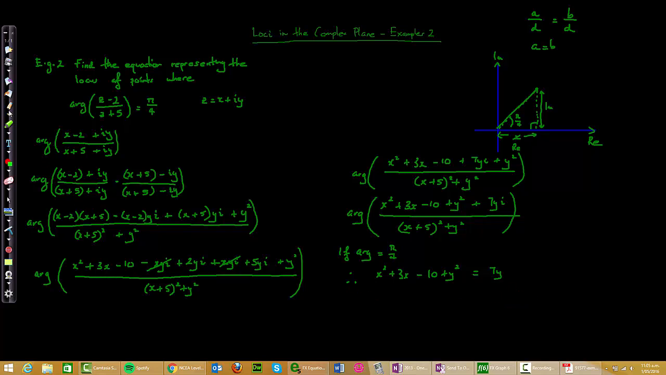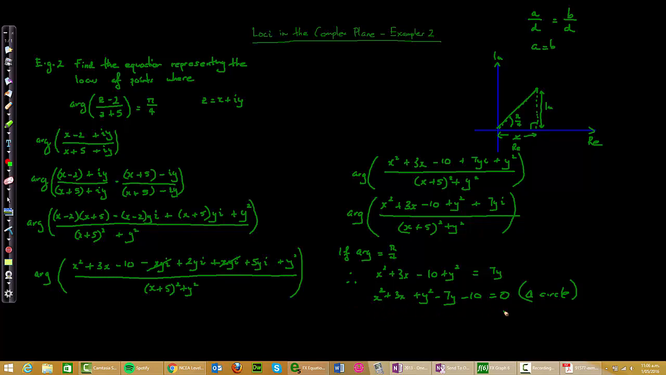Well, if you think about what that means, and if you've revised the work on circles, you'd say, hold on, this is just a circle equation. Especially if I bring the 7y over here, I'm going to end up with x squared plus 3x plus y squared minus 7y minus 10 is equal to 0, that is the equation of a circle. Now, it doesn't ask us to draw the circle. It simply says find the equation representing the locus of points. So here is our answer.